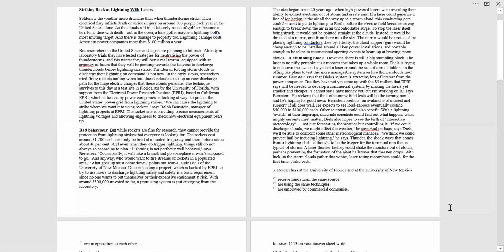The third question on the screen says, researchers at the University of Florida and at the University of New Mexico receive funds from the same source, are using the same technique, are employed by commercial companies, are in opposition to each other. First, we have to look at researchers, then we have to look at Florida Uni and Uni of New Mexico, right? Then we'll see what is common in them or what the main thing is, their opposition. Whatever the options given are, according to that we are matching and keeping or eliminating it.